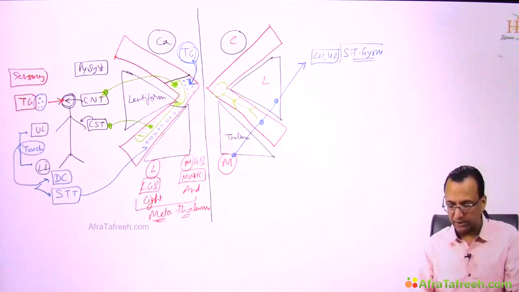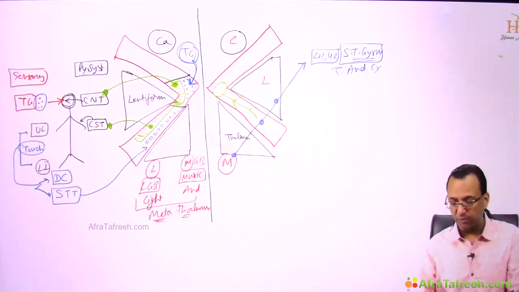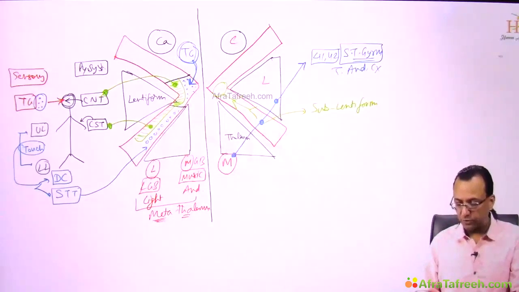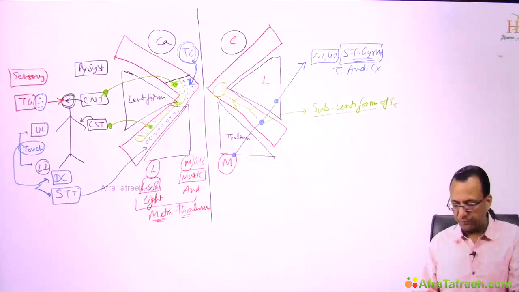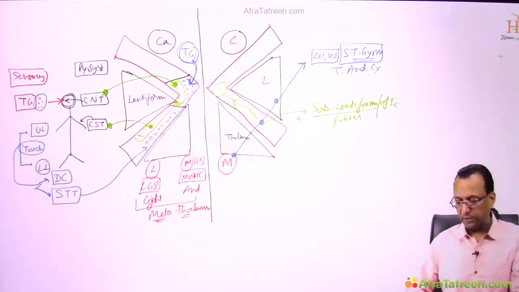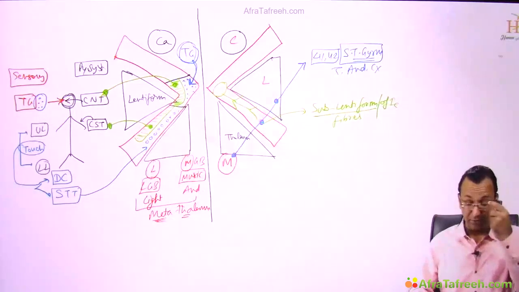So this is the temporal auditory cortex, and as you have known earlier, this is called the sublentiform fibers of the internal capsule. Why would you say this is sublentiform fibers of the internal capsule? Because they are passing under the lentiform. So these sublentiform fibers carry the auditory information.